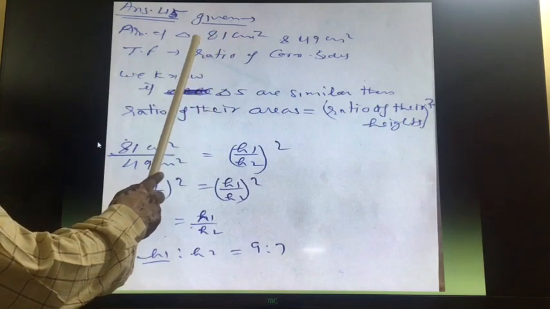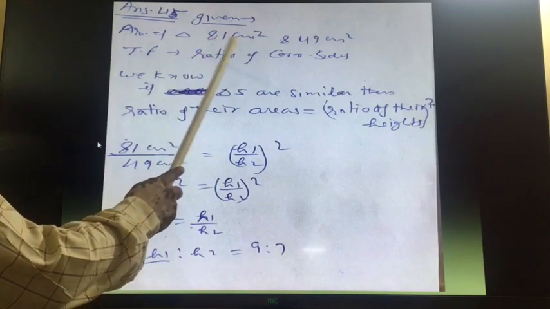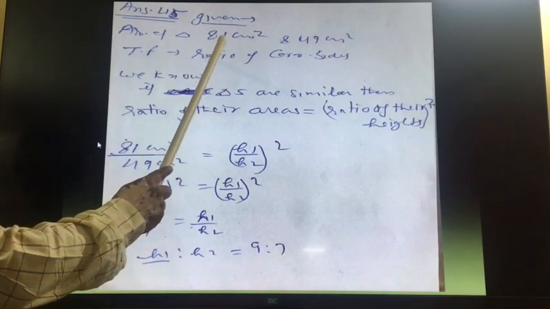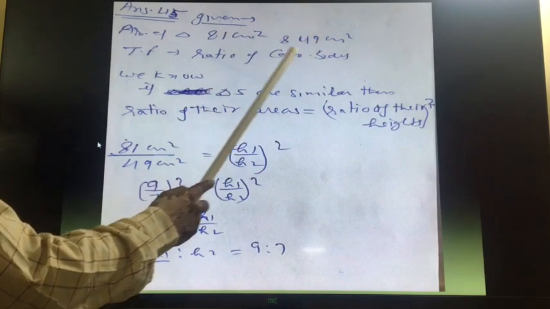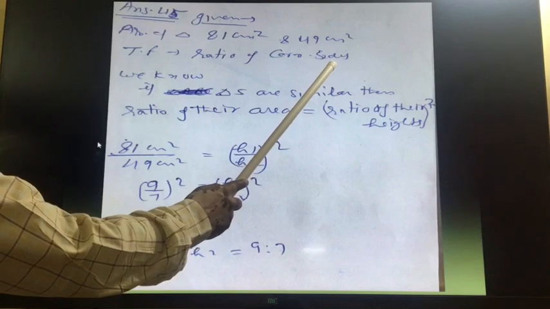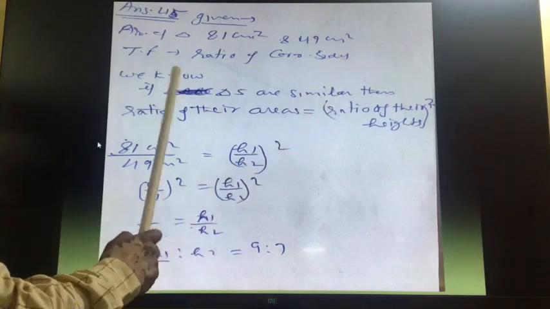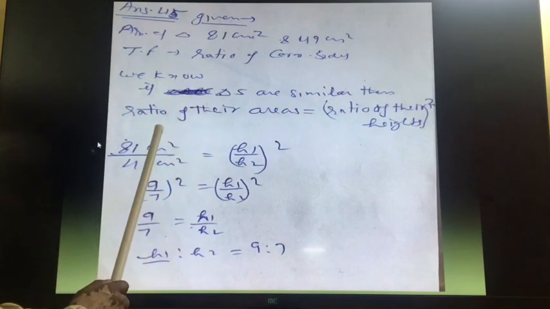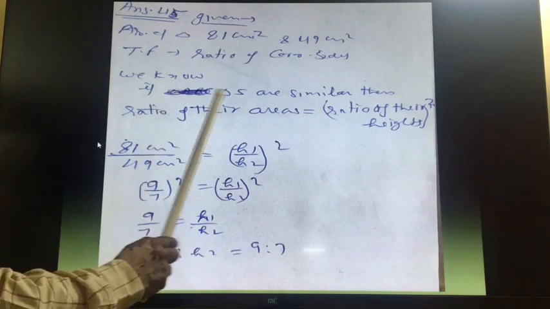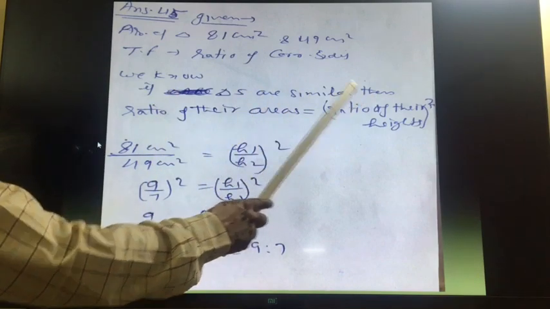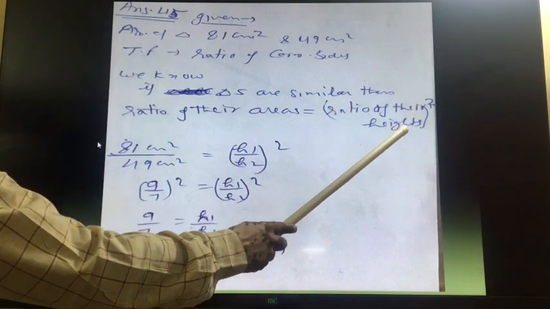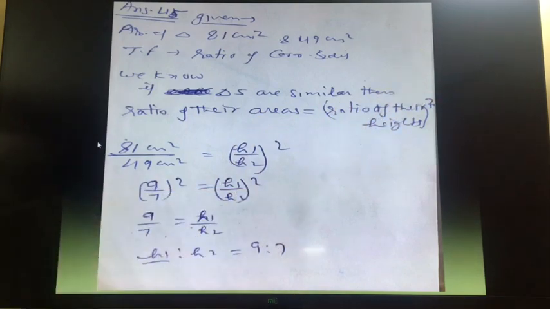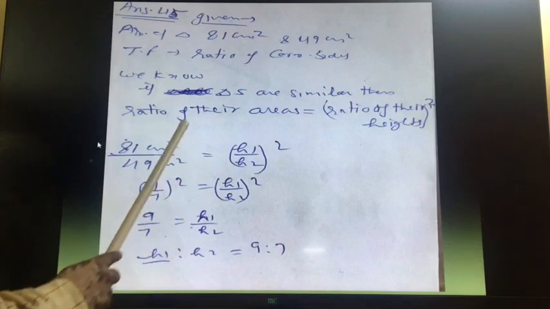So here what is given? Area of the first triangle is 81 centimeter square, area of the second triangle is 49 centimeter square. We have to find out the ratio of the corresponding altitudes, here corresponding heights. So for this, you should know this. If two triangles are similar, the ratio of the areas is equal to the ratio of their corresponding heights whole power 2, right? So this is the formula.